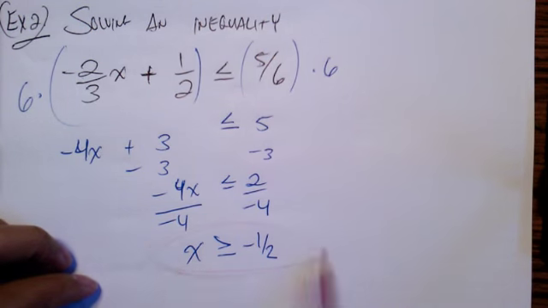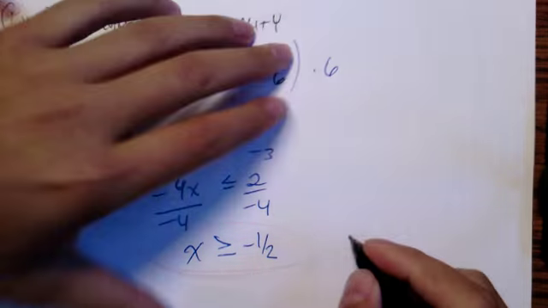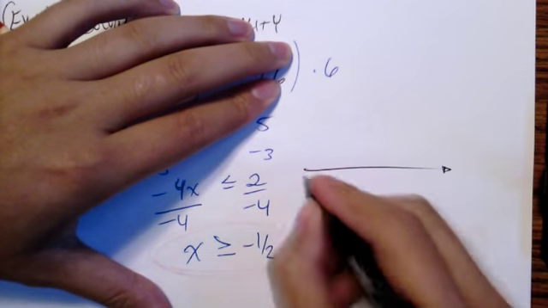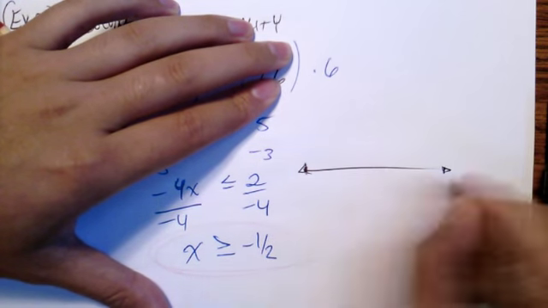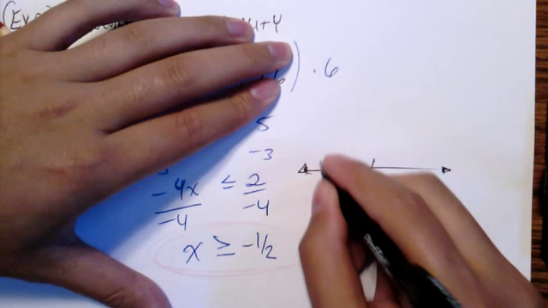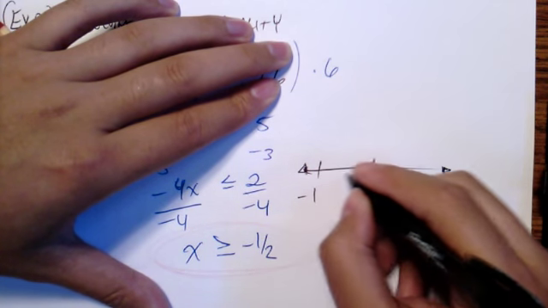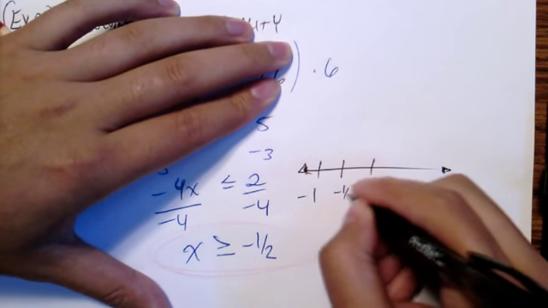Okay. So this is going to be the inequality. What we're going to do right now is graph it. Okay. We're going to graph it, and then we're going to put it in interval notation. So 0, 1, negative 1 right here. So we're about right here, negative 1/2.